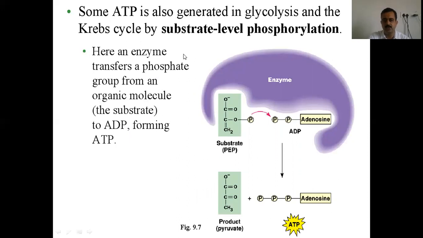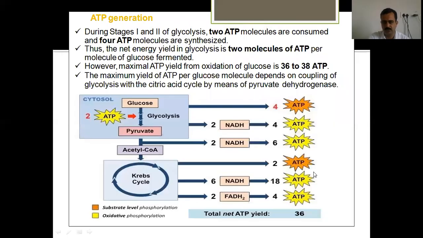See here, this is substrate level phosphorylation, substrate and enzyme. You can see the enzyme, we already finished this part, and the product pyruvate is generated with the help of adenosine, and ATP molecules are formed. Now this is an important part, how ATP generation takes place.